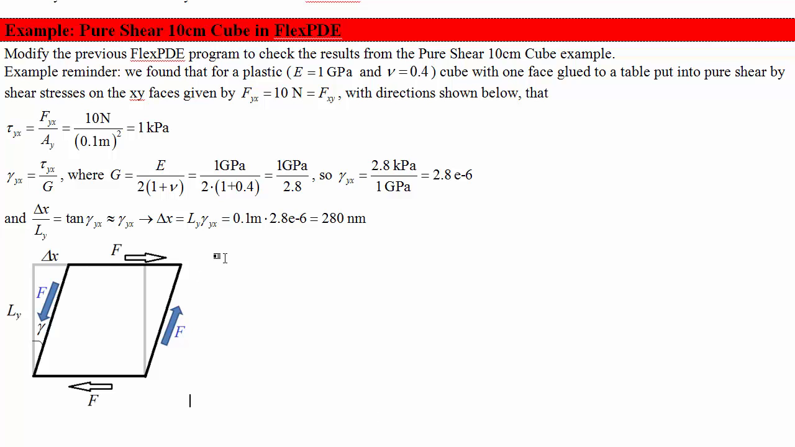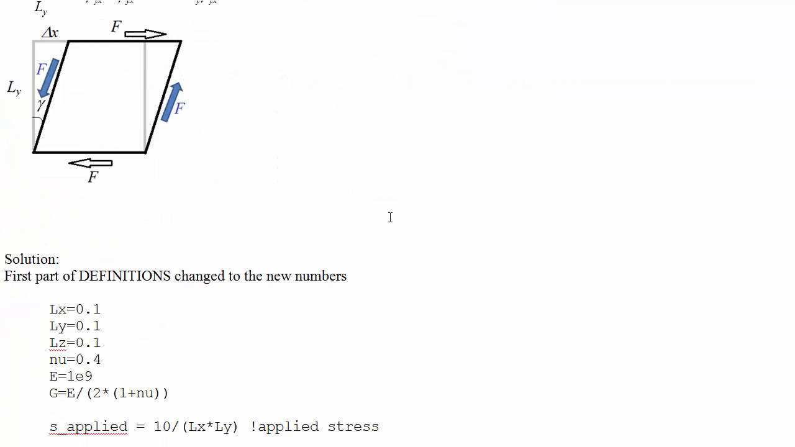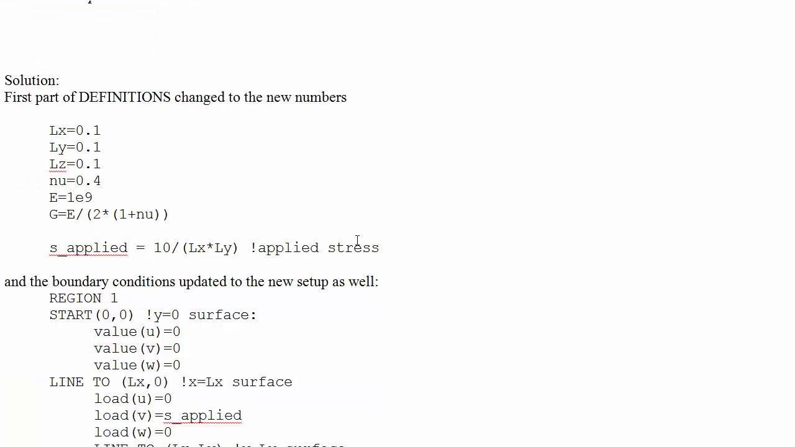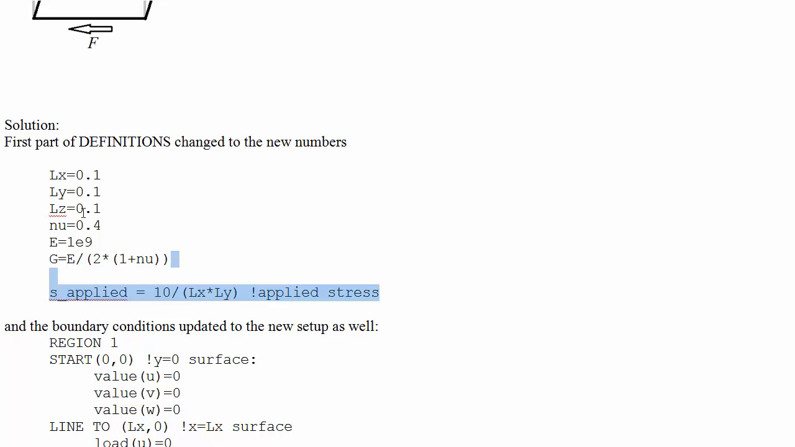Did you get it? Did it work? You don't really need me to tell you the answer. It's 280 nanometers. Here's how you're changing around things in here. You've got to change the definition section. So remember to change the applied stress, remember to change the parameters because they were a little bit different, and the sizes. If that was a mistake, then go and fix that and see if your program works now.